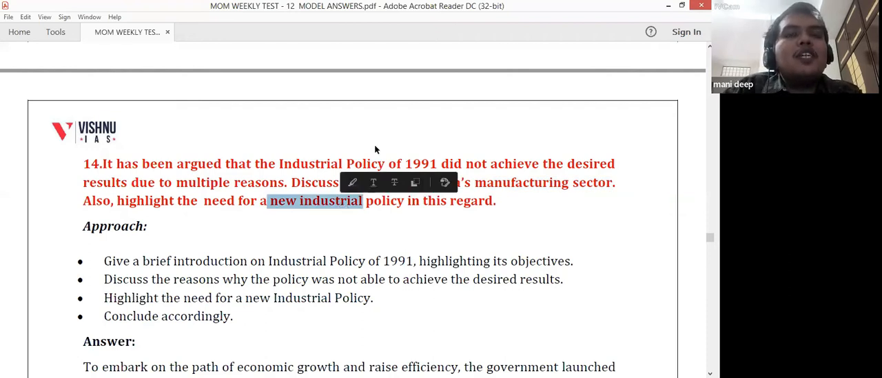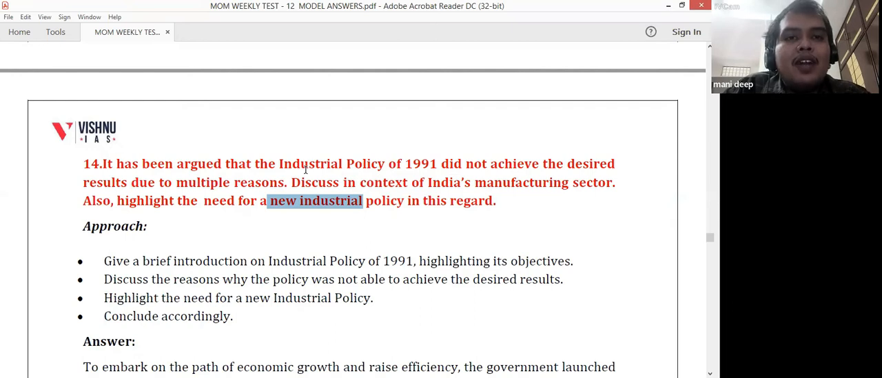So first you should write about the industrial policy of 1991. In the industrial policy of 1991, we had LPG, nothing but liberalization. Earlier, one had to get a license from the government to start any industry. Due to this, there was more red tapeism and ease of doing business was very low, so the industrial base in India was very limited. Second is regarding privatization. Earlier only the government used to play a role in all the production.